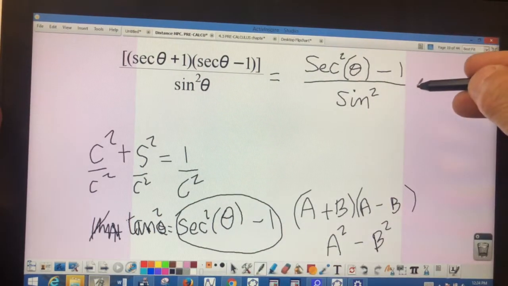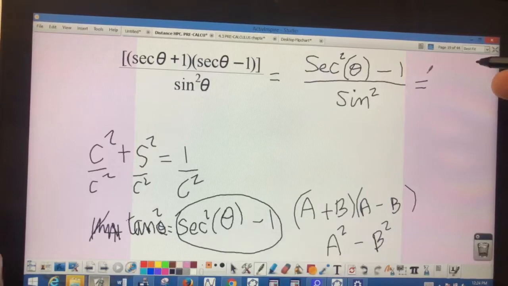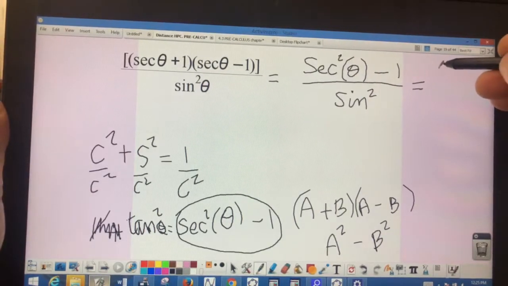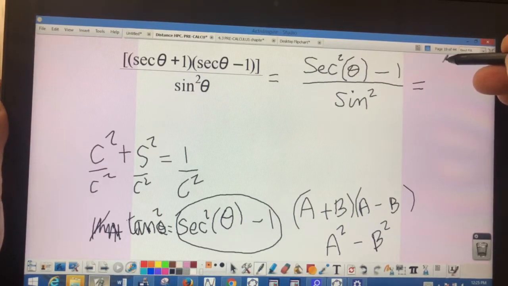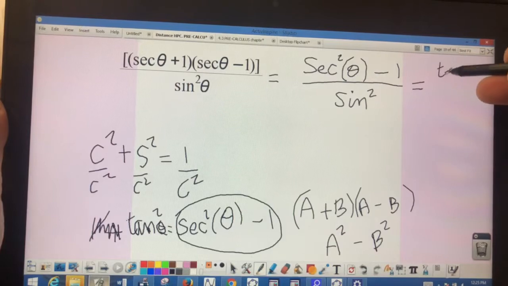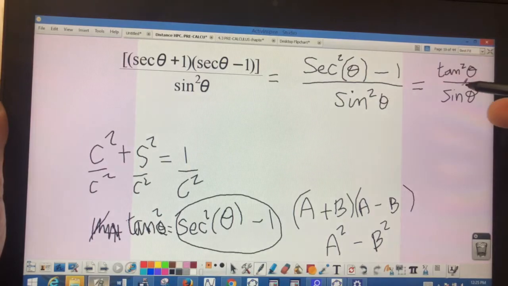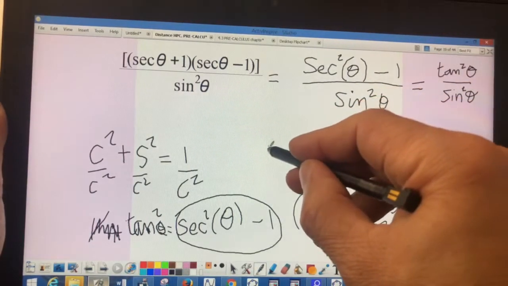So I'm going to write in the next line here. I've got an ad popping up on the video there. So that will be tangent square theta over sine square theta. I keep losing my theta there. There's a square. Okay, so now you're going to simplify that.